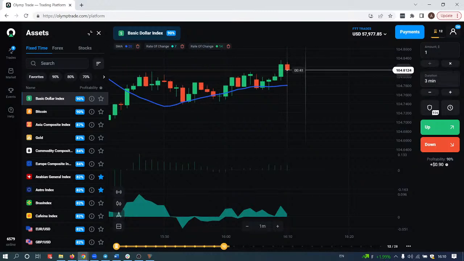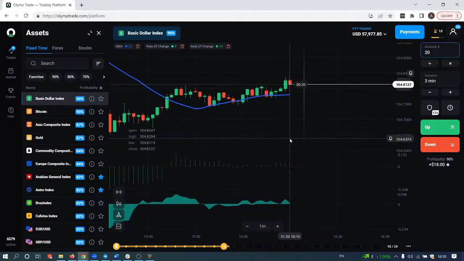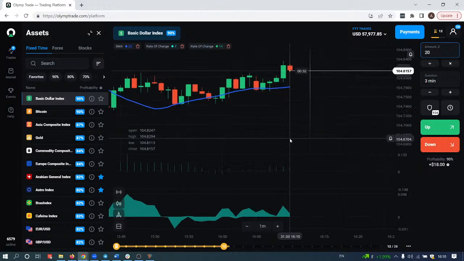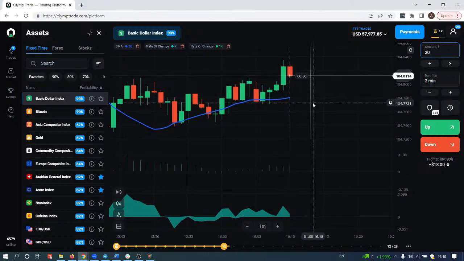Now, how do we get an up signal with this strategy? The up signal with the diving strategy is going to look like this. And it's exactly what we can observe right now on the basic dollar index asset.